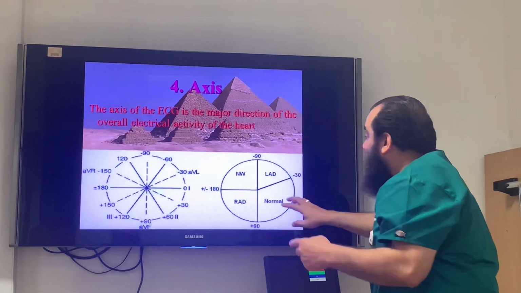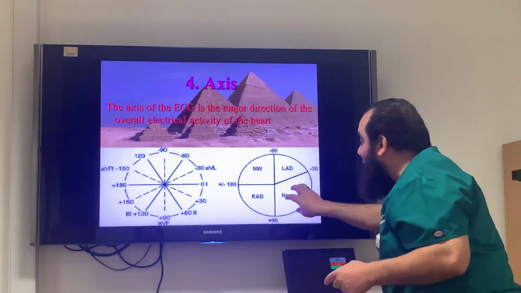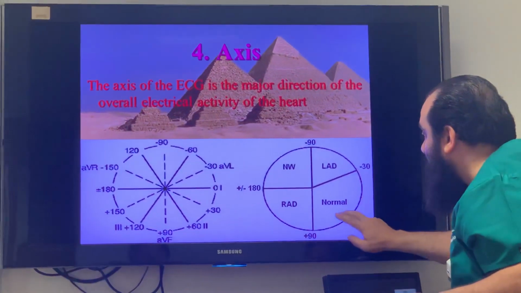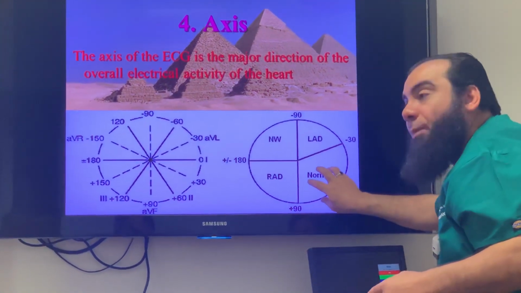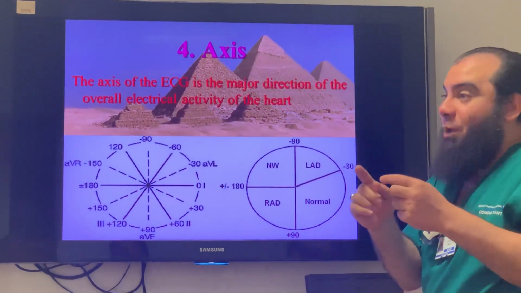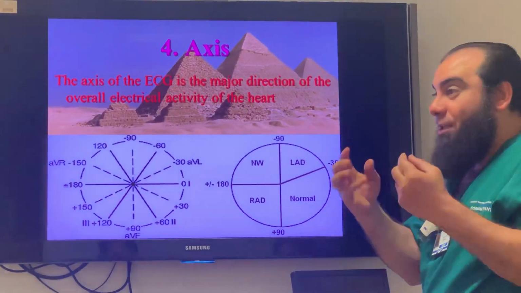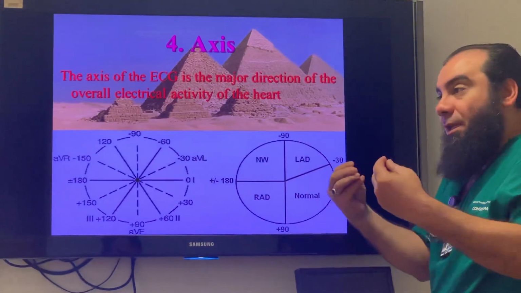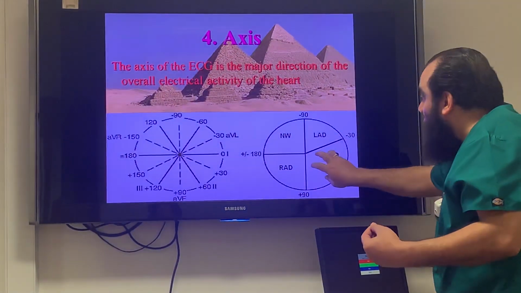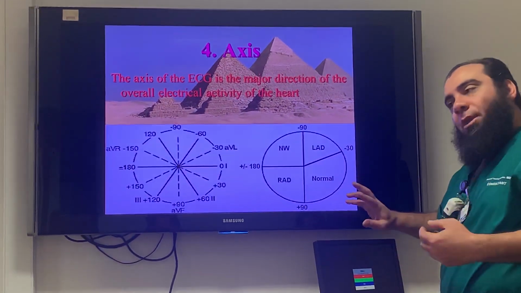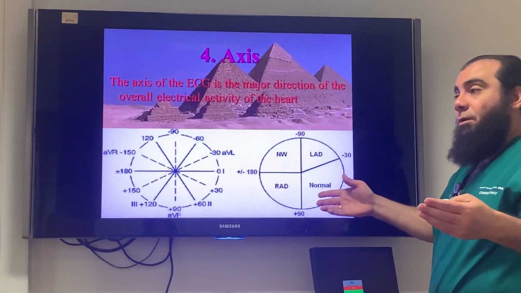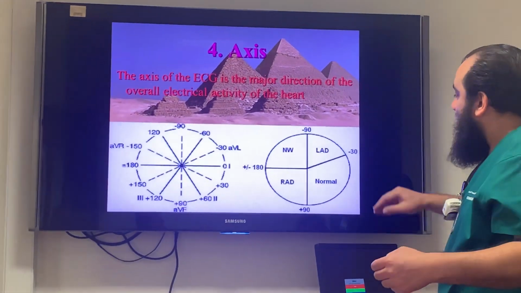Usually, if the direction is here, the complexes of lead 1 and lead aVF will obviously be positive. Why? Because it's coming towards them. That's why the first lecture was important to understand: the major electrical impulses come towards the recording leads. So both of them are expected to be positive. Lead 2 will be positive, fair enough, isn't it?